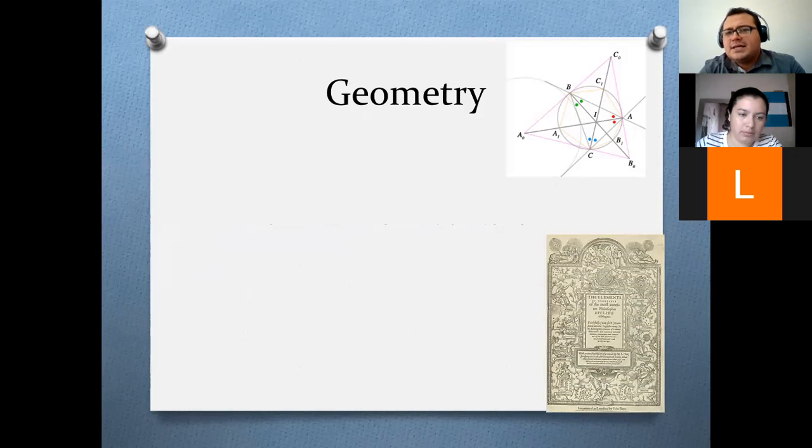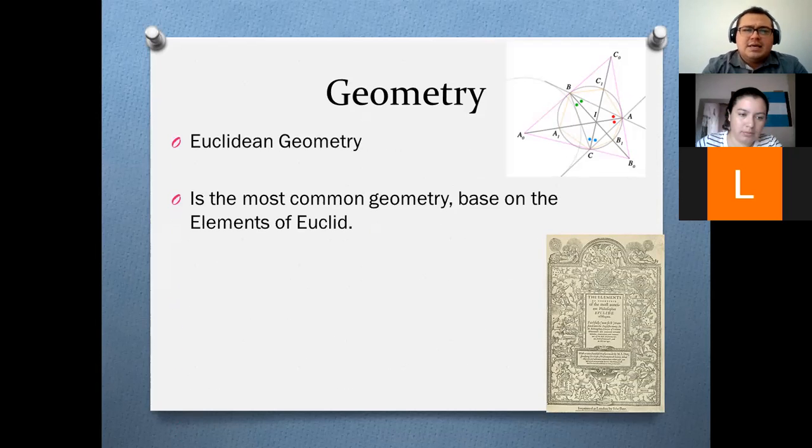So let's talk about the first geometry, the Euclidean geometry. The Euclidean geometry is the most common geometry based on the elements of Euclid. Who was Euclid? Well, we study a lot of cultures around Greece. The main idea is that he collects many of the principles and specified all those in this field of concepts, ideas, theorems, postulates, and axioms that he developed in this book.